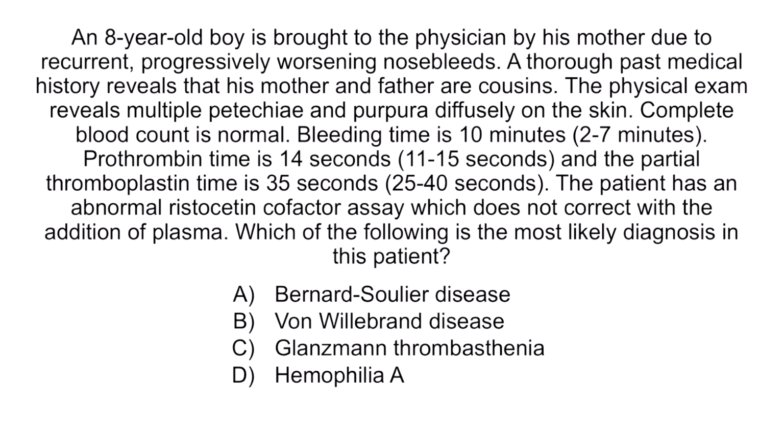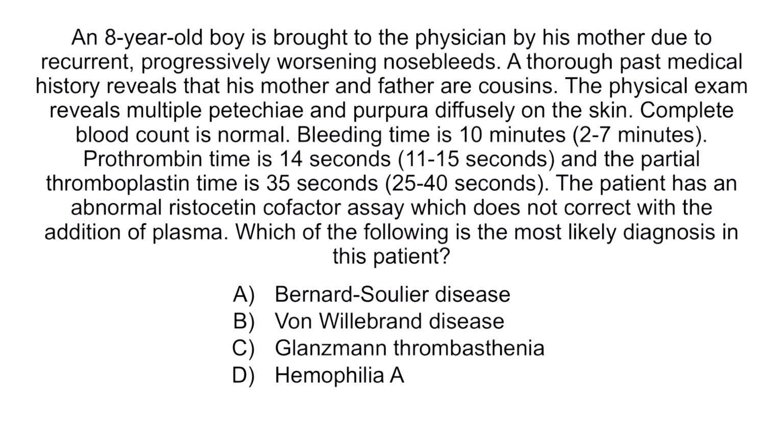An 8-year-old boy is brought to the physician by his mother due to recurrent progressively worsening nosebleeds. A thorough past medical history reveals that his mother and father are cousins. The physical exam reveals multiple petechiae and purpura diffusely on the skin. Complete blood count is normal. Bleeding time is 10 minutes. PT time is 14 seconds. And PTT is 35 seconds.